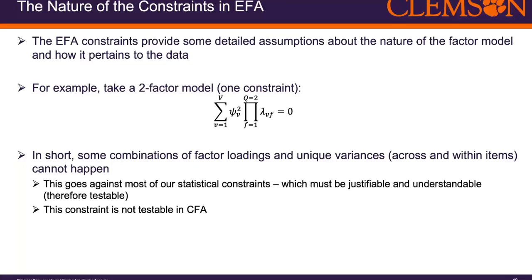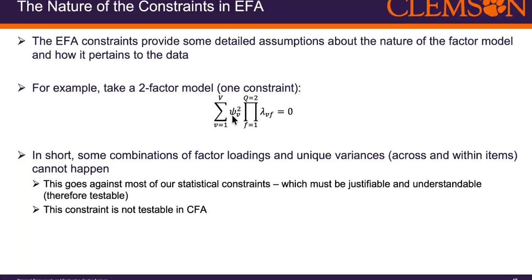That two-factor, if we tried to estimate a model with two factors, here's what the constraint looks like. Here, we're going to sum up for each item the unique variance times the product of loadings, and it has to be equal to 0. That is weird. So some combinations of factor loadings and unique variances themselves can't happen.